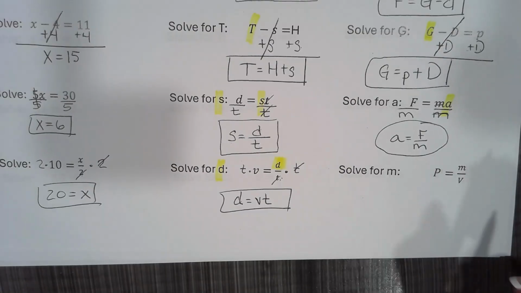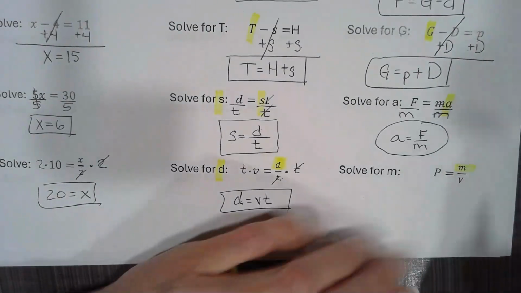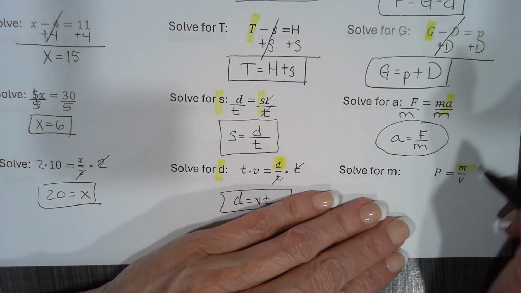Okay, I'm solving for M. I need to get rid of the V. It is divided. I'm going to do the opposite. And I get M equals VP.